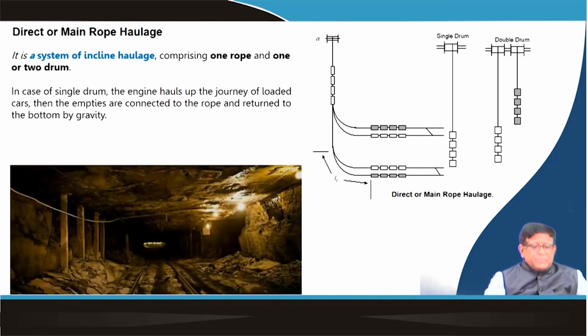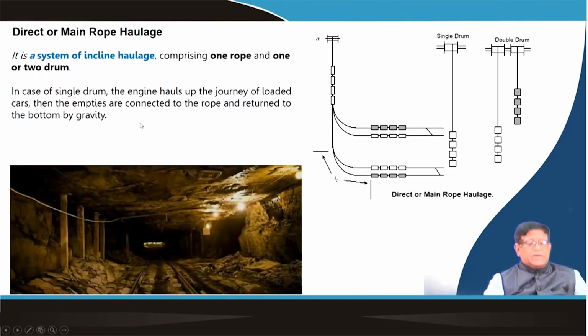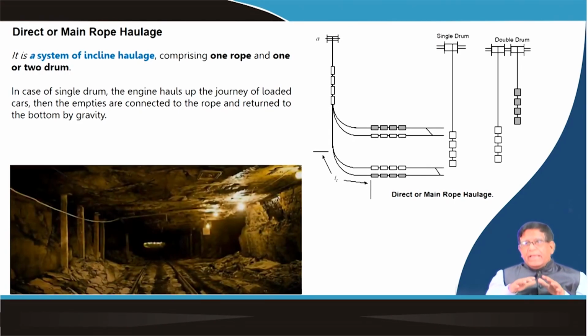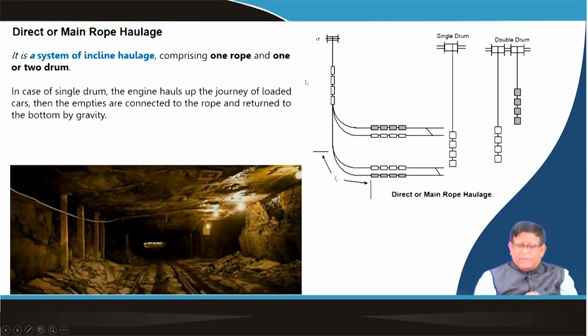So, in case of the single drum, the engine hauls up a journey of loaded cars, then the empties are connected to the rope and return to the bottom by gravity. What is required here is when you are bringing it up near the shaft, that is called your pit bottom. Maybe in the next class I will give you the layout of the pit bottom and pit top, how the layout will be made for this transportation system, because that is very important.